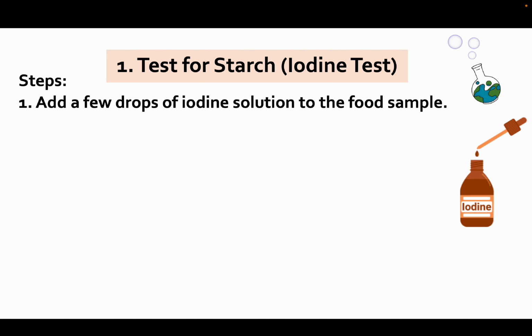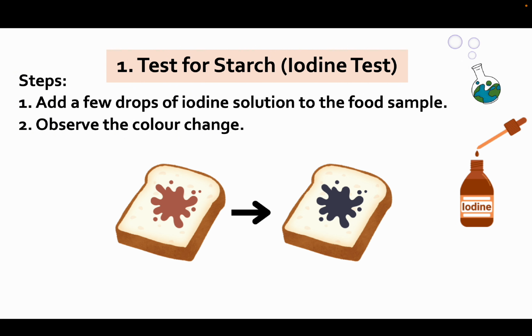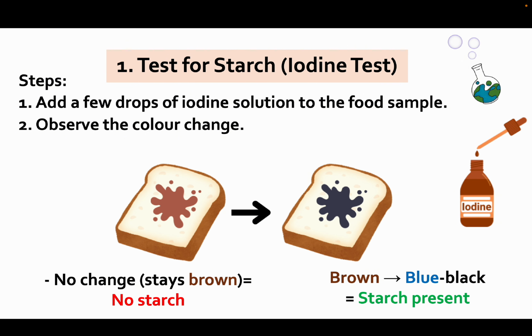Firstly, we make sure that we add a few drops of iodine solution to the food sample, and then we simply observe the colour change. So when I add my drops of iodine, if I see that it stays brown, that means there's no starch. But if I see that the brown colour turns into a blue-black colour, then that confirms that we have starch.